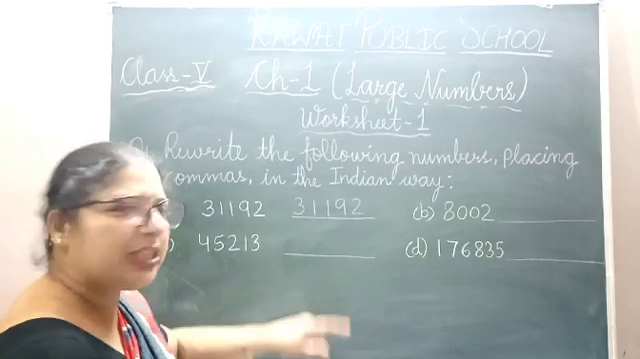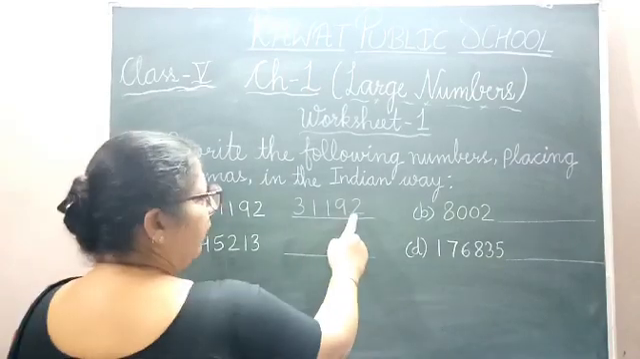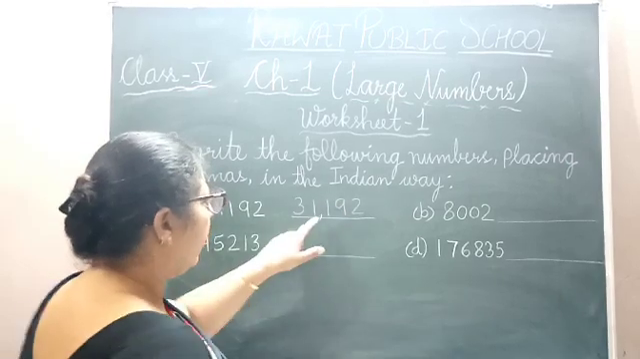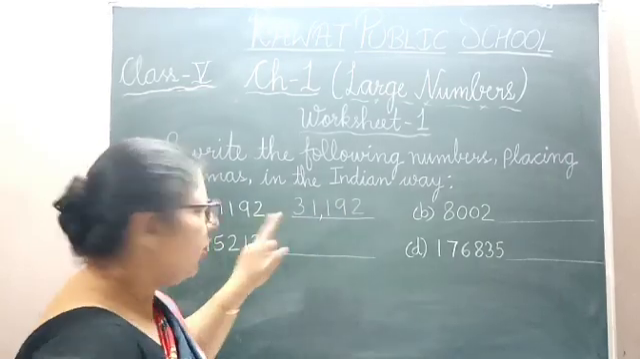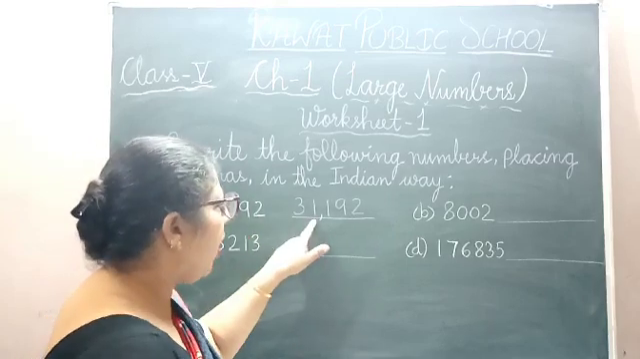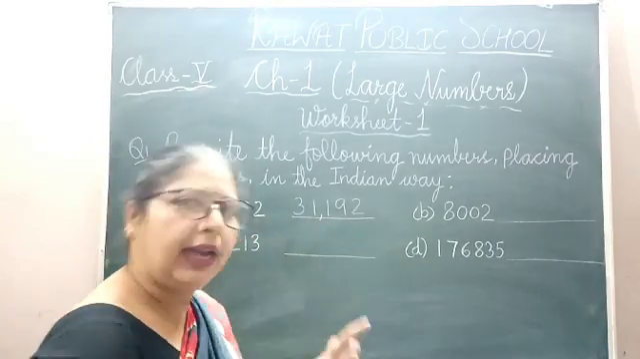So first period is ones period. That is ones, tens, 100. This is ones period, comma, then 1000, 10,000. So what we read, how we read these numbers? 31,192.